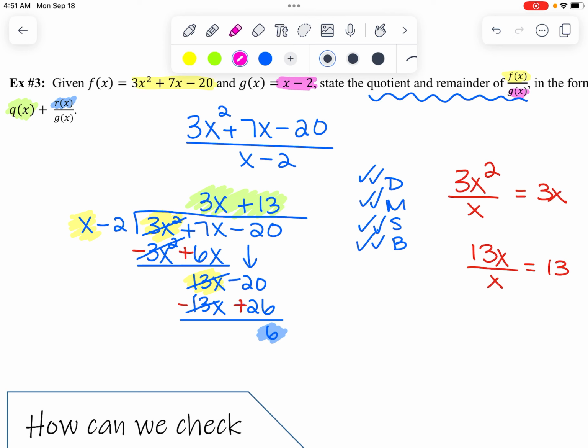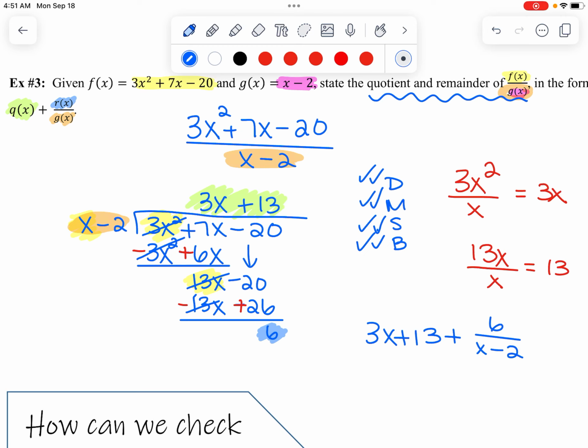And then let's get another color here. g of x, they told you originally g of x, oh, I guess I had a color for that. g of x was our denominator, our divisor, our x minus 2. So let's see if we can bring that all together. So the q of x, the quotient, is 3x plus 13, plus r of x is our remainder, that's the 6, over g of x, x minus 2. This would be our quotient remainder form and our final answer.